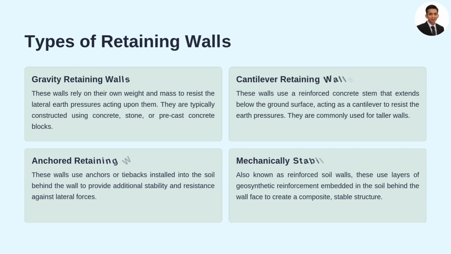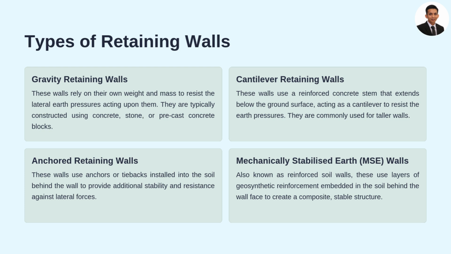Types of retaining walls. Retaining walls are classified into four main types, each suited for specific conditions. Number one, gravity retaining walls. Relies on its own weight to resist lateral forces. Constructed from materials like stone, concrete, or masonry. Limited to lower heights due to stability concerns.